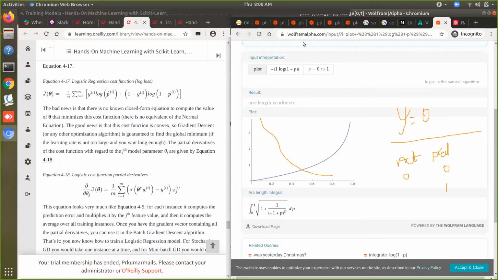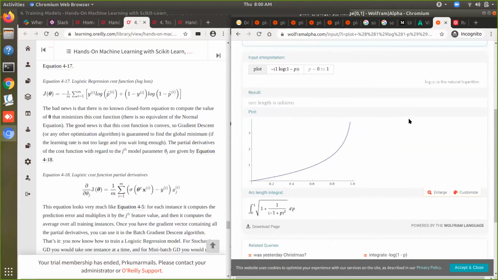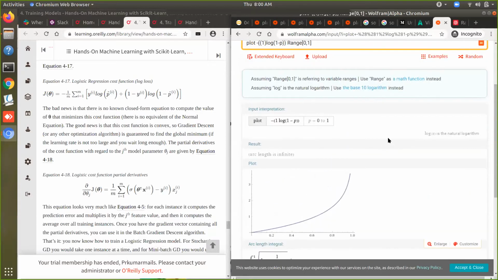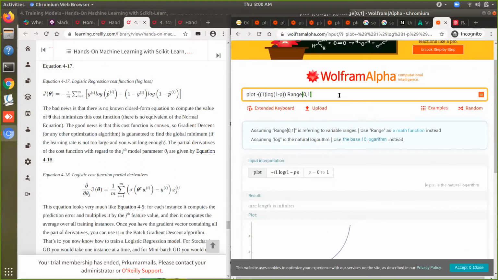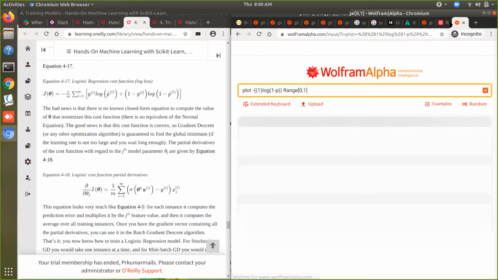Then Joseph, shouldn't this curve be the other way around? The blue curve is for the negative case, in other words, y equal to 0. Does that make sense to you now? That this is for the case of y equals 0.